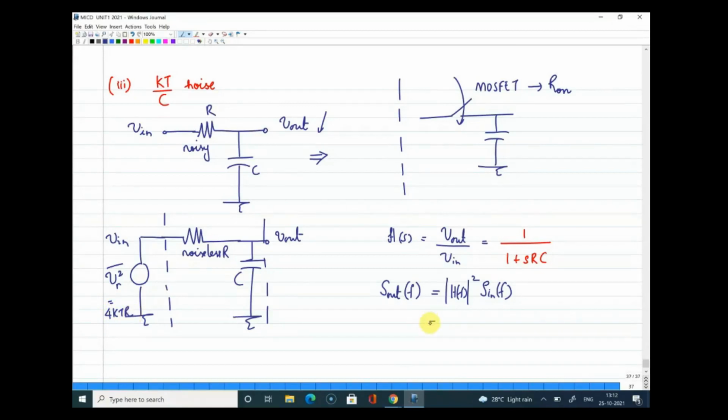So I can write the output spectral density as 4kTR, which is the input spectral density, multiplied by the magnitude square of this. So that becomes 1 by 1 plus j omega RC, whose magnitude square, with omega as 2 pi f, is 1 plus 4 pi square f square R square C square. Right. This is the output spectral density. All right. Now what I want to discuss in this particular course is what is the noise voltage coming and how the noise voltage is getting added to the sampled data system. For that, I'm just trying to get the noise voltage of an RC circuit.